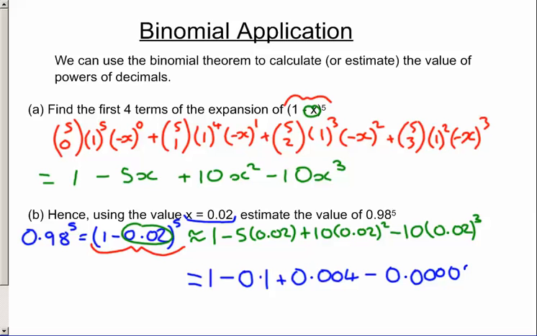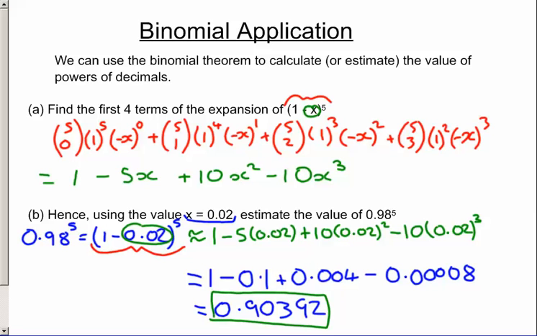Now we work that out. 1 minus 0.1 gives us 0.9, plus 0.04 gives us 0.904, but then we need to minus the 0.00008, gives us 0.90392. So that is an approximation for 0.98^5.